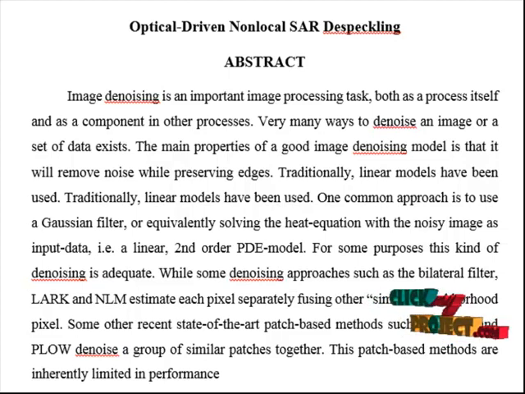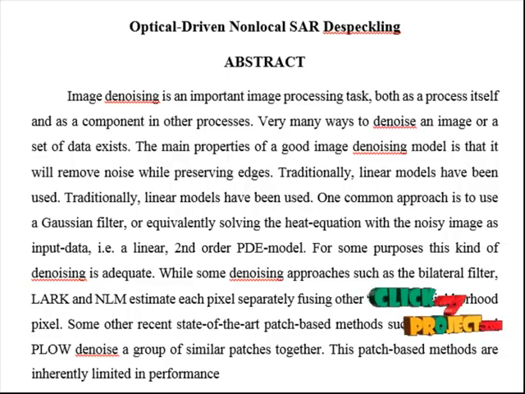Traditionally, linear models have been used. One common approach is to use a Gaussian filter, or equivalently solving the heat equation with the noisy image as input data. That is a linear second order PDE model. For some purposes, this kind of denoising is adequate, while some denoising approaches such as bilateral filter, NLM estimate each pixel separately, fusing other similar neighborhood pixels.